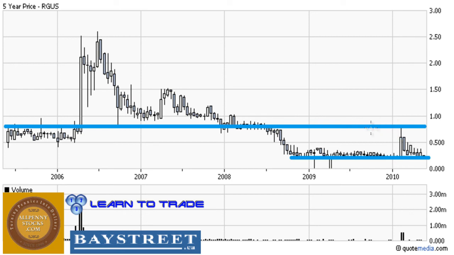The main thing that we are going to focus on is this area of support. So again, this is a very strong area of support, and we have continually seen demand come into the picture as price approaches this area. So my analysis is not giving me any reason to think that price is going to break through that area of support anytime in the near future.